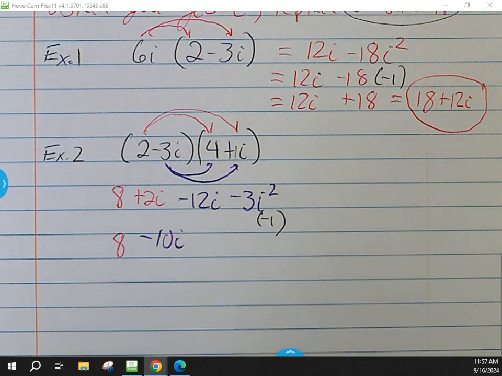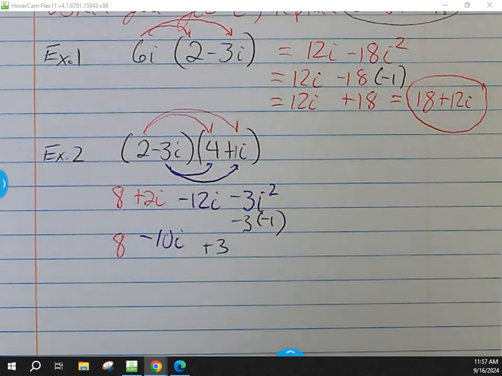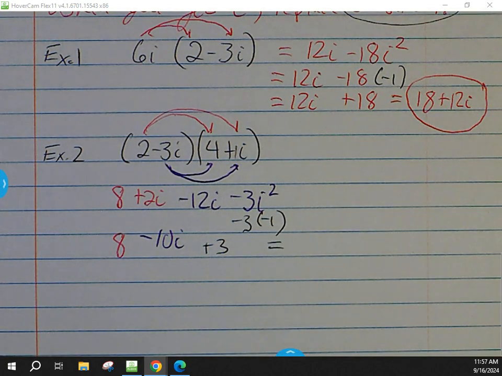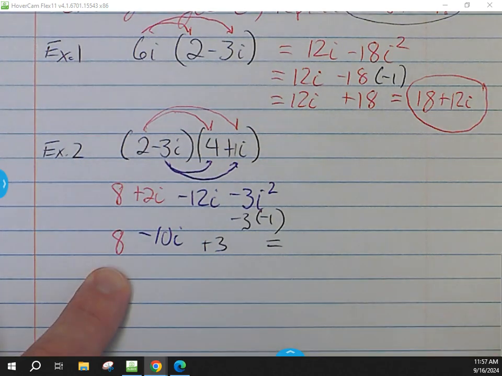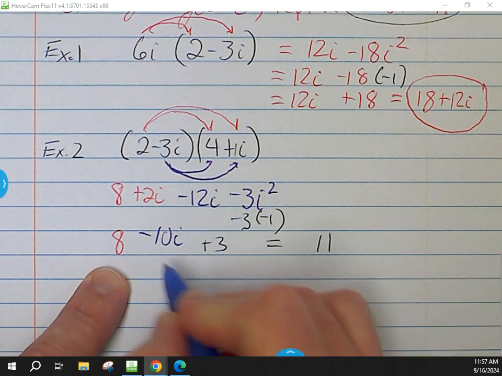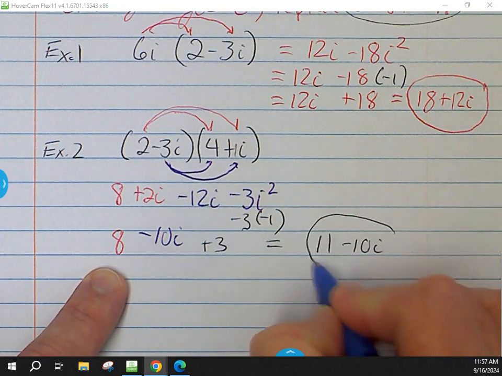Again, you're going to take out the i squared and replace it with negative 1. So that's negative 3 times negative 1. That's going to make it a positive 3. And now you've got 8 plus 3, so you can take that part and just make it 11. The negative 10i, or the minus 10i, whichever way you read it, that part will go at the end.